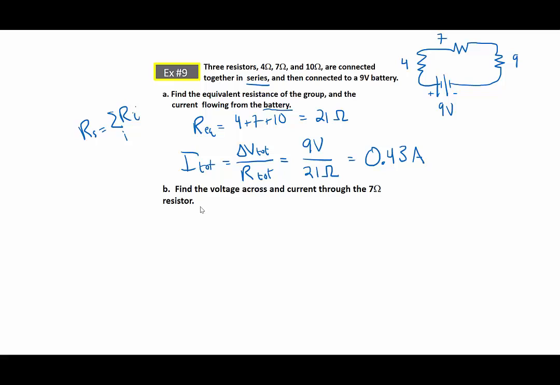All right, the next question says find the voltage across and current through just the 7 ohm resistor. Okay, now this is going to be different. Now before I get into the voltage part, I want to talk about why is current easy for series. Why is this easy for series? So pause about that and think about that for a second as I'm writing this.